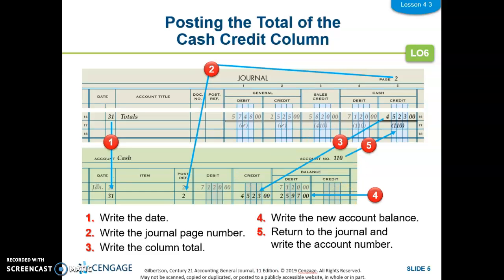Last thing we'll need to do is post the credit amount for our cash credit column. We'll put in our date, post reference again, put in our credit, and then in order to calculate our balance, since we had a debit balance and we had a credit, we need to subtract the two from each other, and our debit is still larger than our credit, so we will have a debit balance. And then we'll put 110 in parentheses underneath our cash credit column. And I'll go over that too in more detail in the video I will make for the work together and on your own.